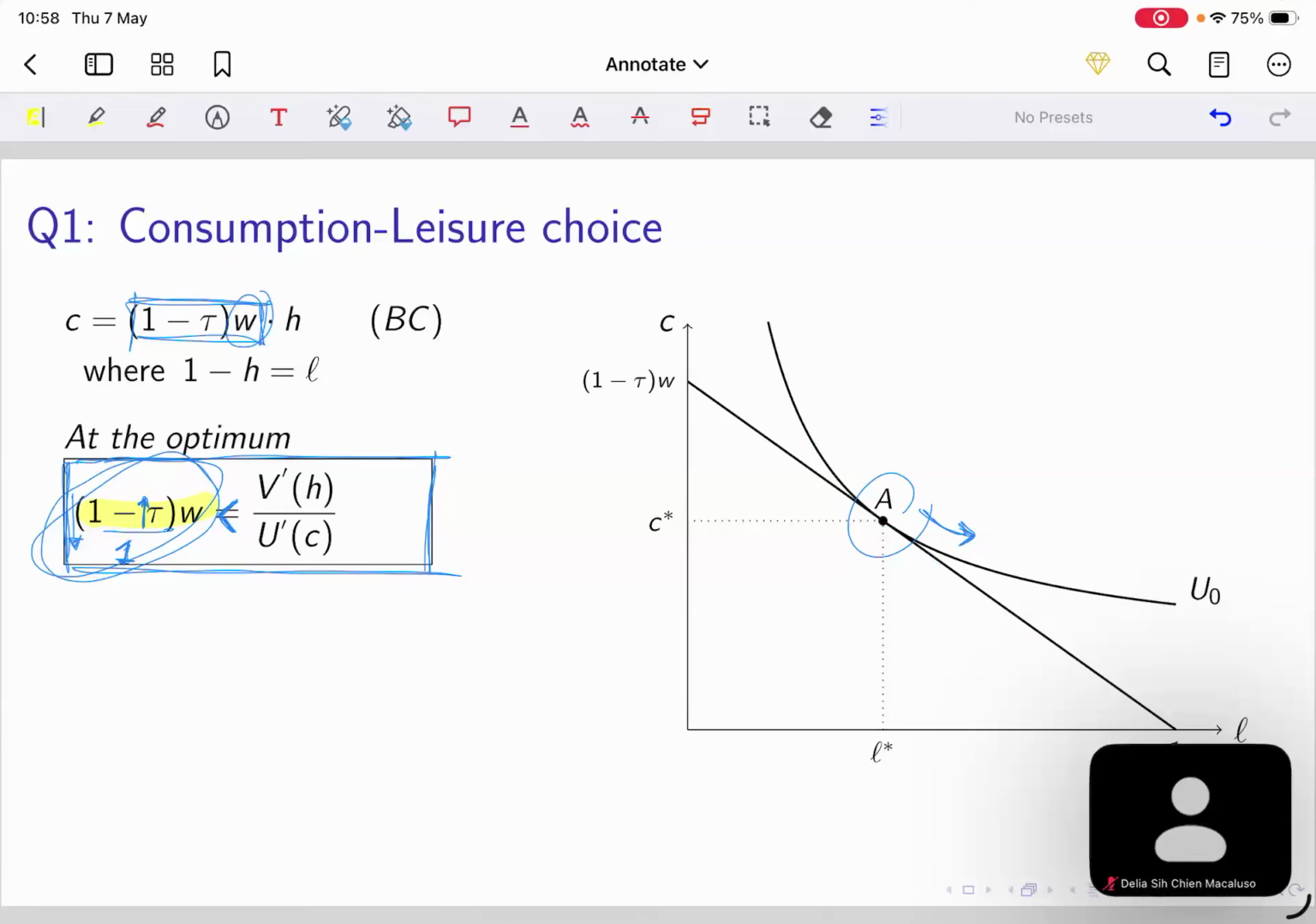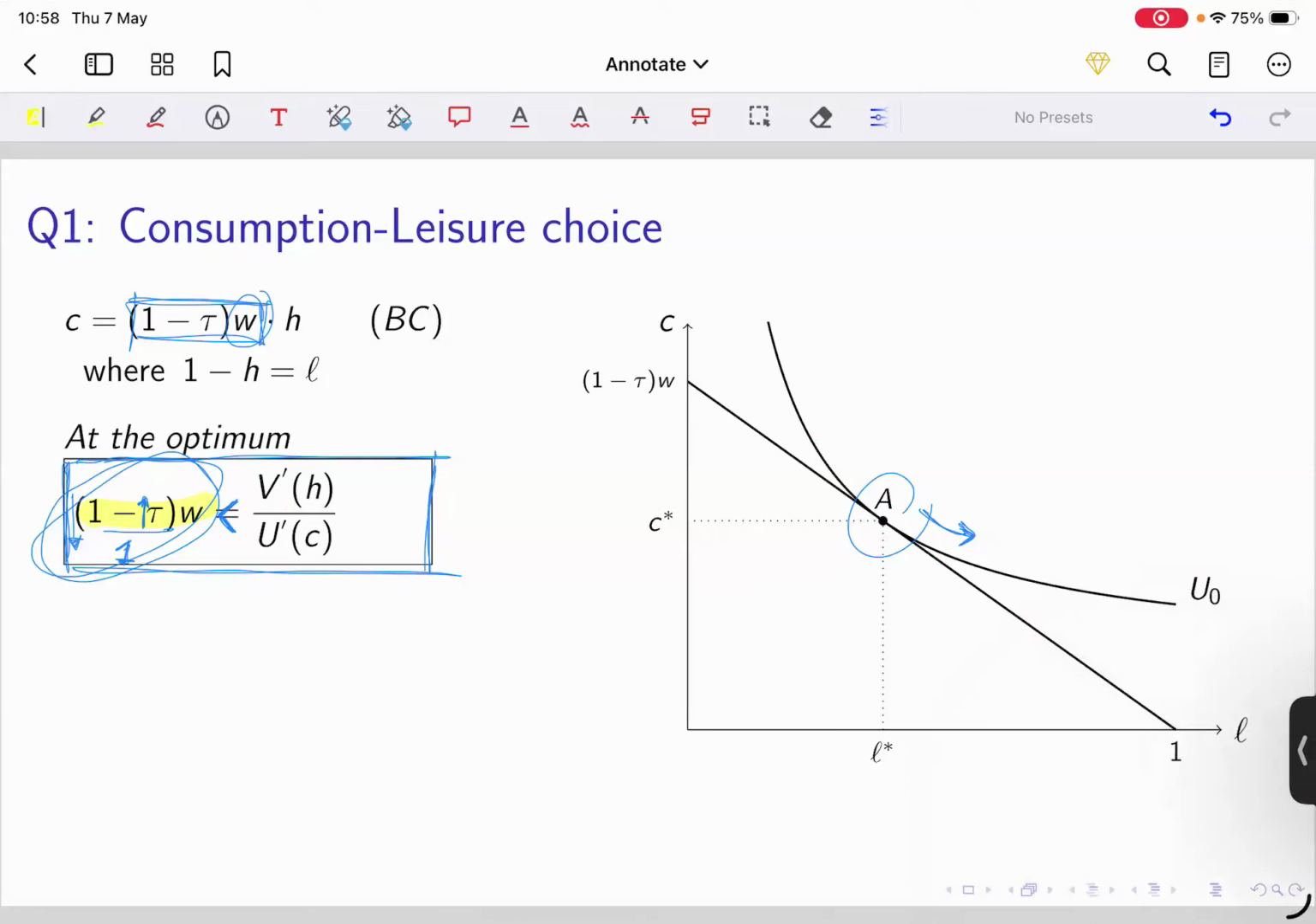Southeast: less consumption, more leisure. I'm moving along this original indifference curve. With unchanged preferences, just from a change of prices, I'm substituting from consumption to leisure. This is my substitution effect. How much am I substituting exactly? I need to find a new tangency point. So this is my compensated budget line.